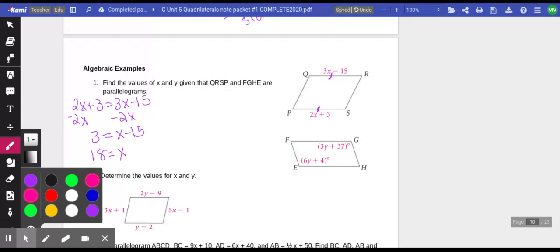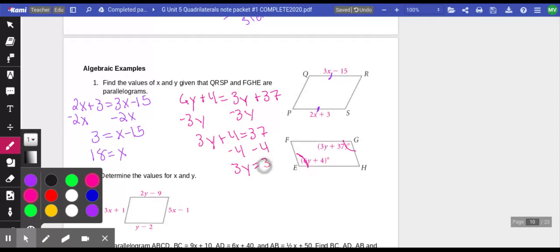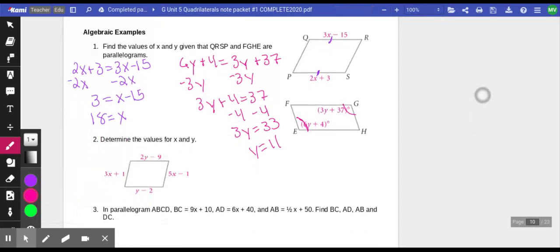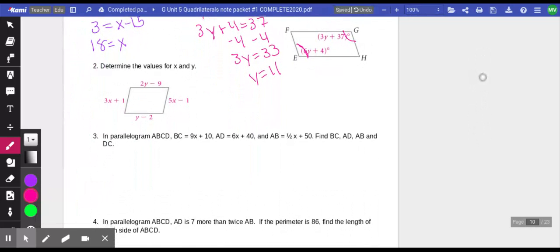For the second one, knowing that FGHE is a parallelogram, that tells me opposite angles are congruent. So that means that 6y plus 4 is equal to 3y plus 37. So we solve that. And we get y equals 11. So I want you to pause, and I want you to try number 2.